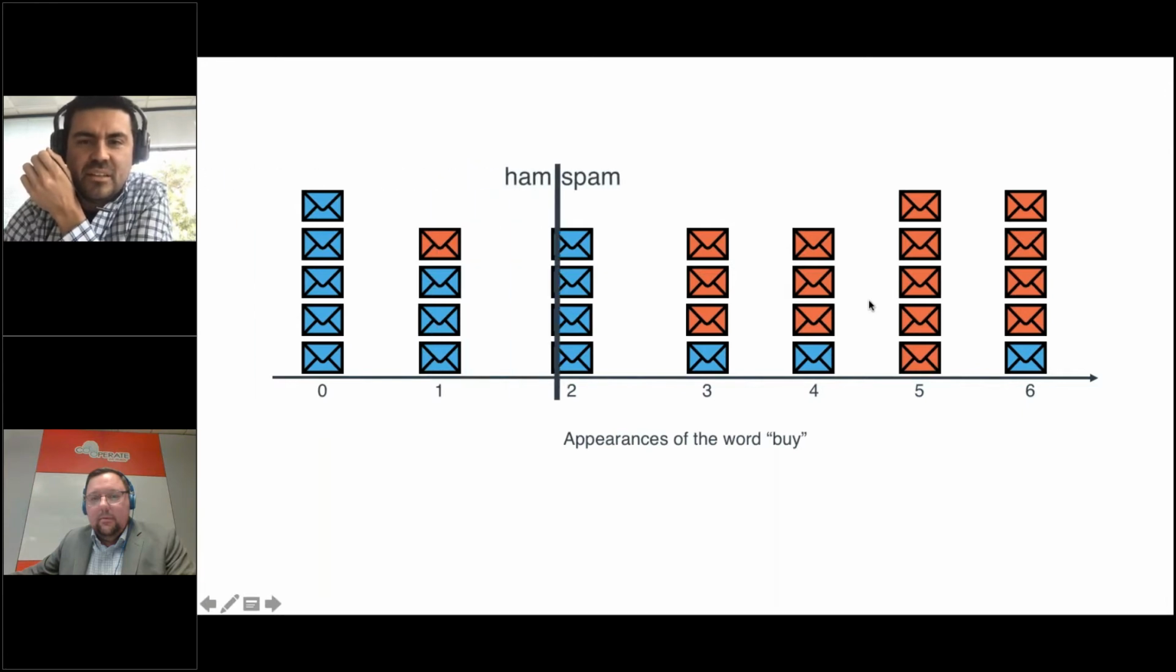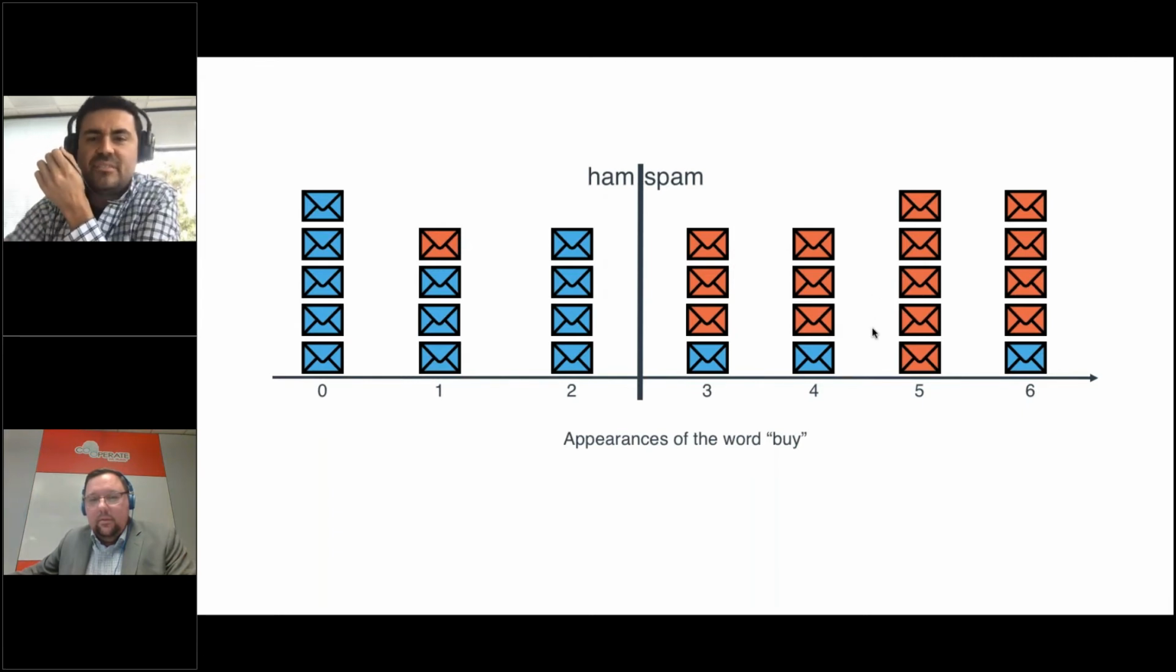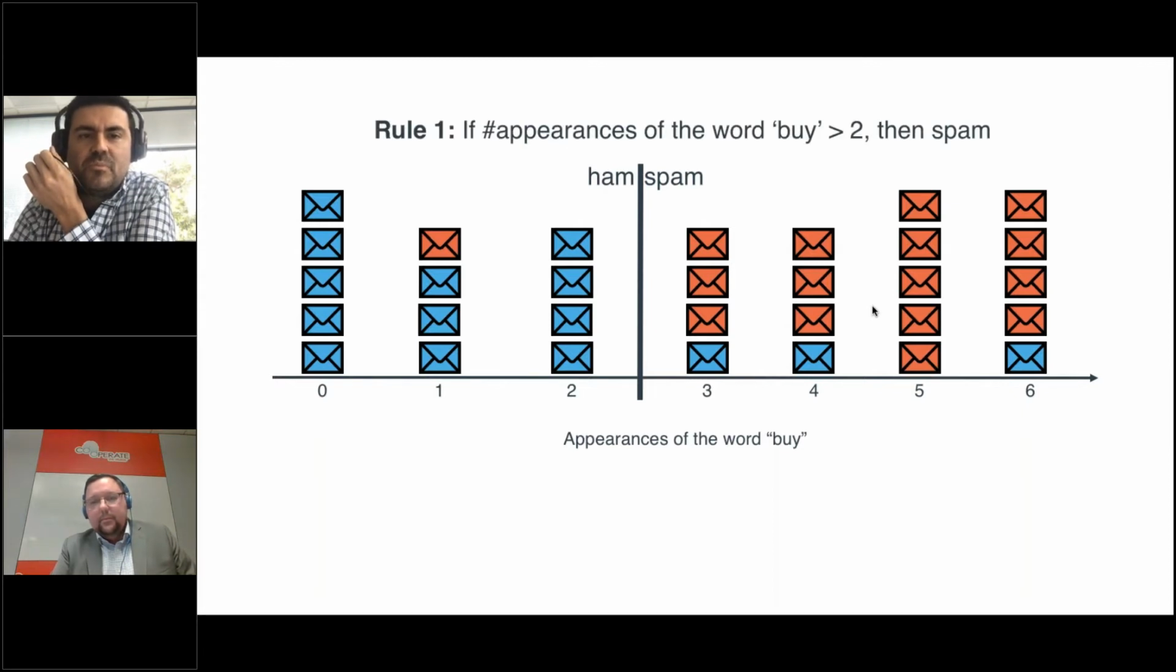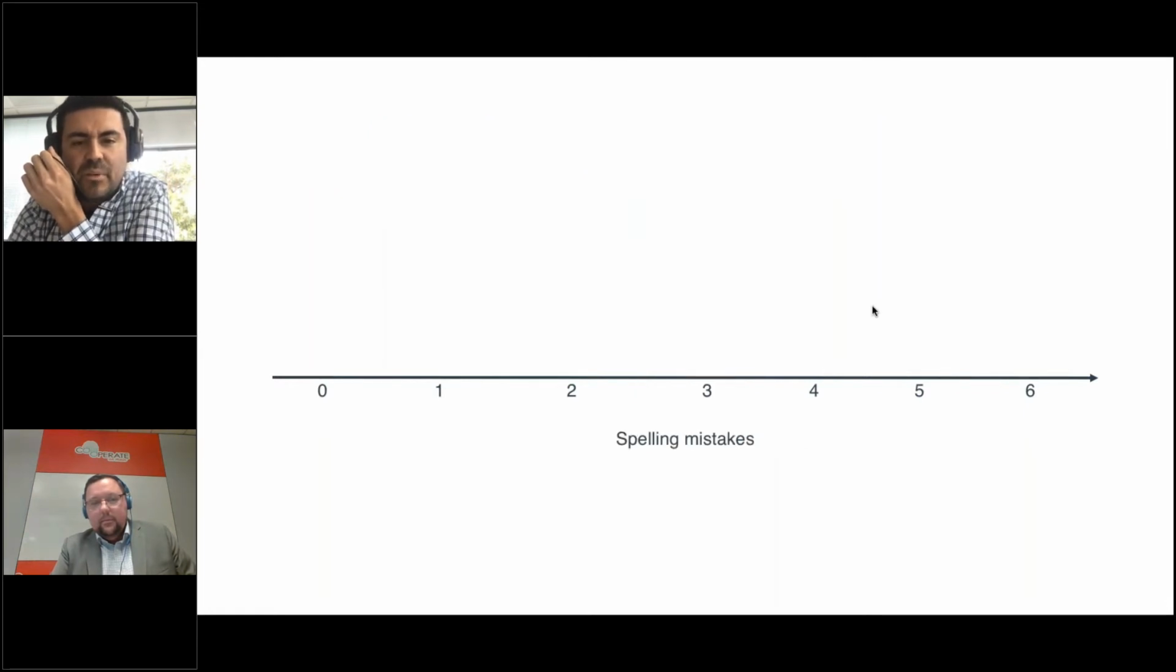So that seems to be the rule right now, right? The rule says you're more likely to have a spam message if the word buy appears twice. So let's say that if it appears twice, it's spam. And if not, it's not spam. As you can see, it's not a clear-cut rule, but we're going to use it. So that's our rule. Rule number 1: if the number of appearances of the word buy is bigger than 2, then we say spam. Otherwise, we say ham. So that's a rule. What about spelling mistakes?